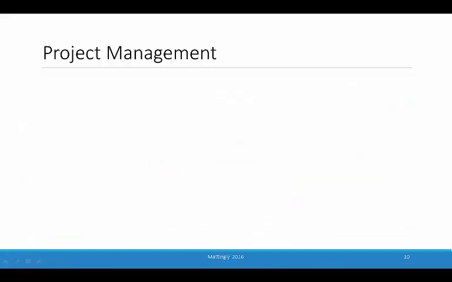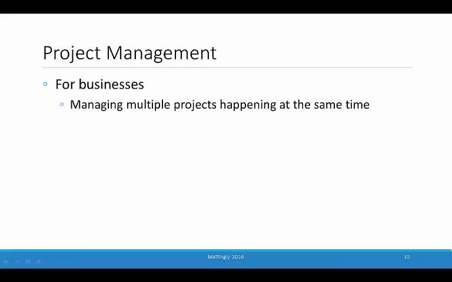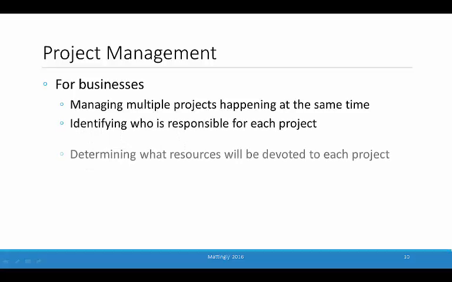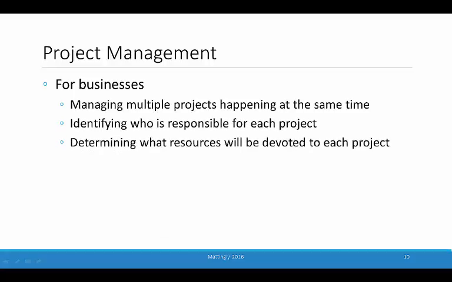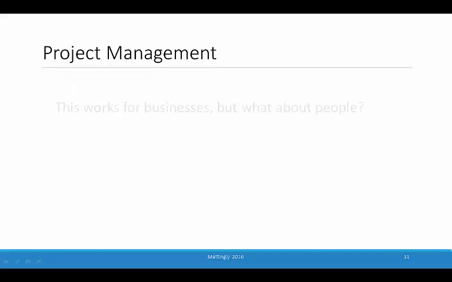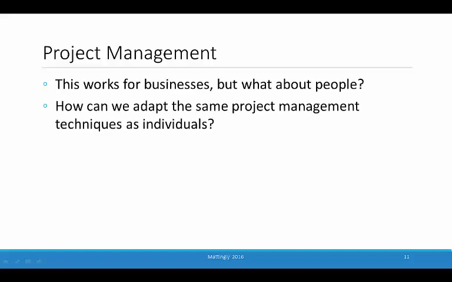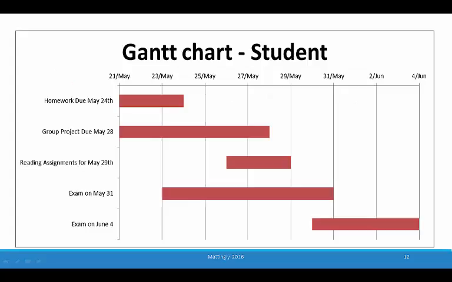Pretty straightforward, right? So for businesses, we're able to manage multiple projects happening at the same time. We want to identify who is responsible for each project and determine what resources are going to be devoted to each project. Using Gantt charts, it's really helpful to see where potential project overlap may cause you some issues. So, this does work for businesses, and it's commonly used in a lot of businesses where project management is important. But what about people?